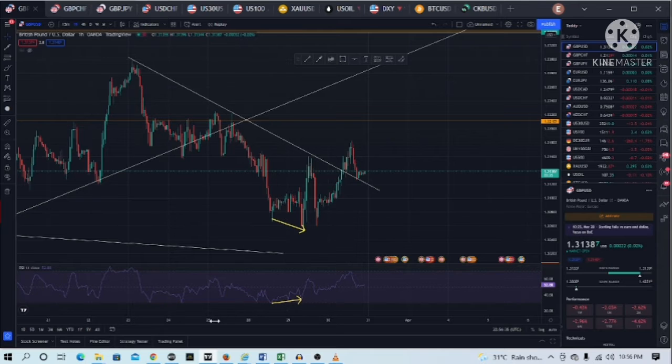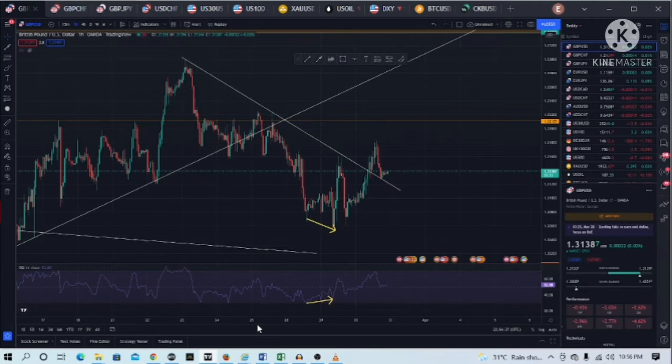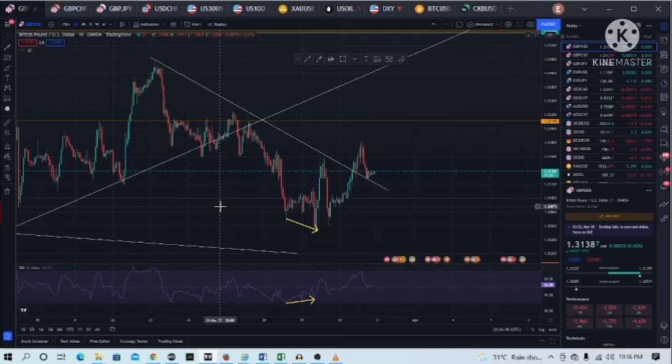This is a trade I caught on GBPUSD, and I want to share it with you real quick.